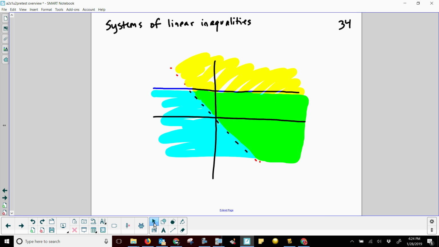Systems of linear inequalities. Man, this one's kind of weird because they like to use a couple lines. Let's see, y equals, let's call it -x. But of course, they're using greater than, less than, greater than or equal to, less than or equal to. So what we're doing is we're looking for this green area, the numbers that actually work for both of these. So x equals 3 is this line right across here.